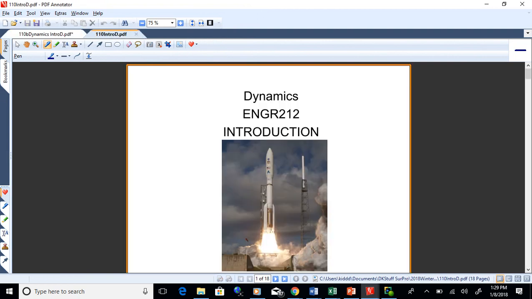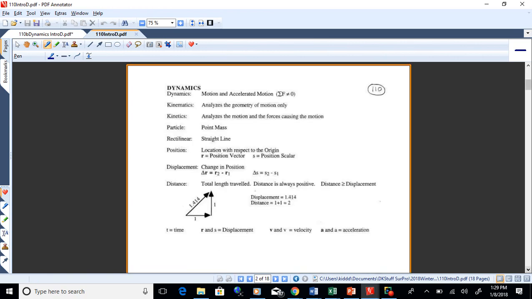All right, let's have a look at just a little bit of dynamics here. We got a couple minutes, so let's have a look and see what we can do. If I can get this dang thing to work. Here we go. Dynamics. Okay, so this is on page 110 of your packet.